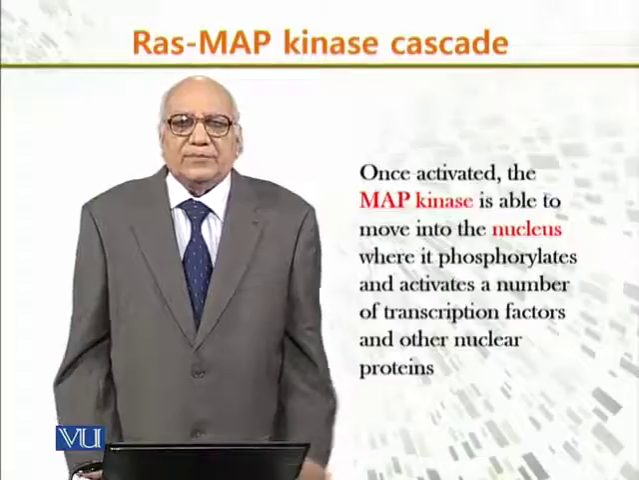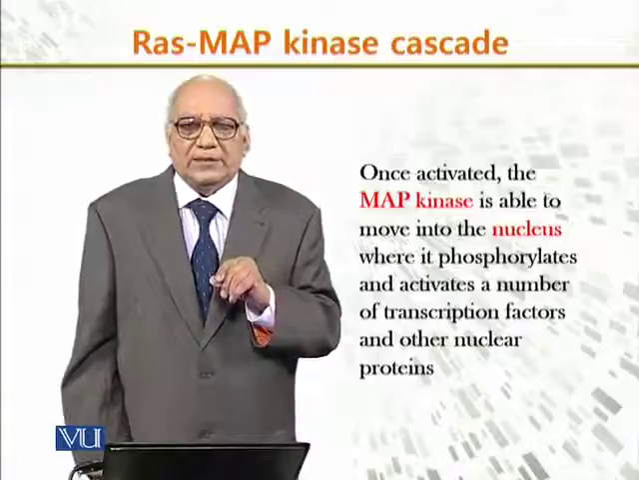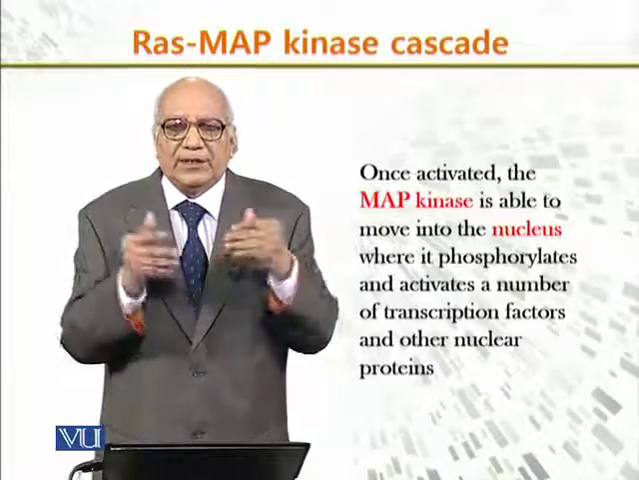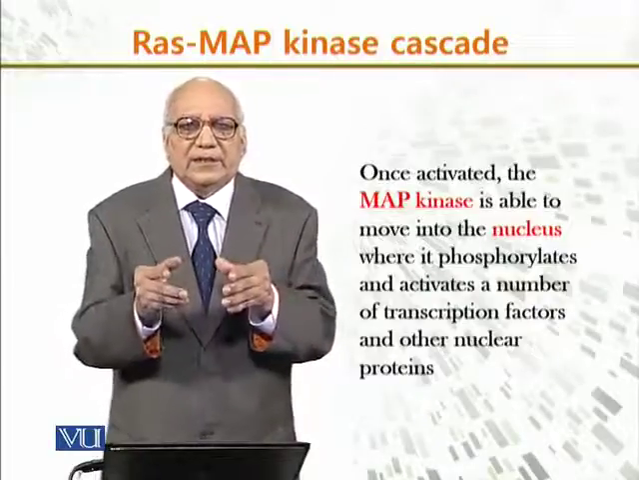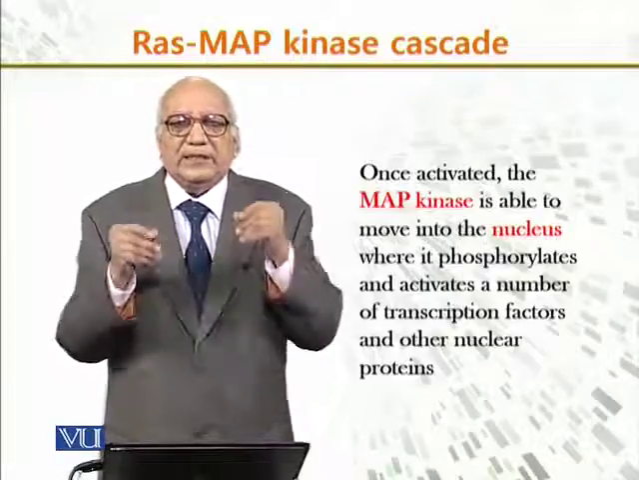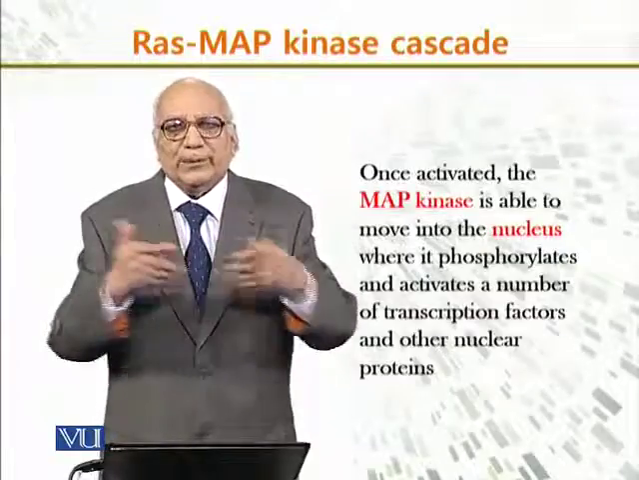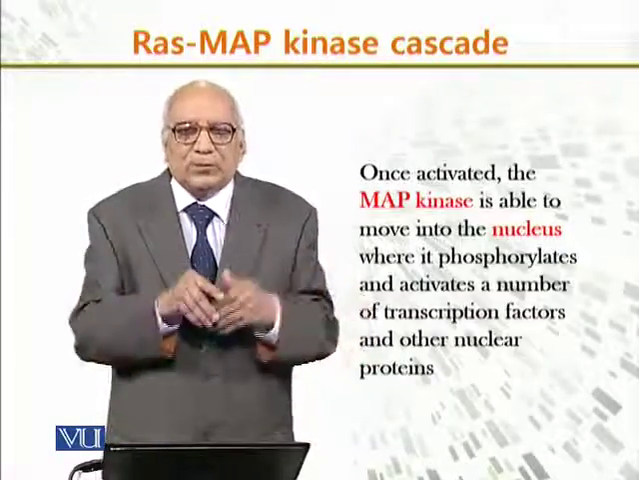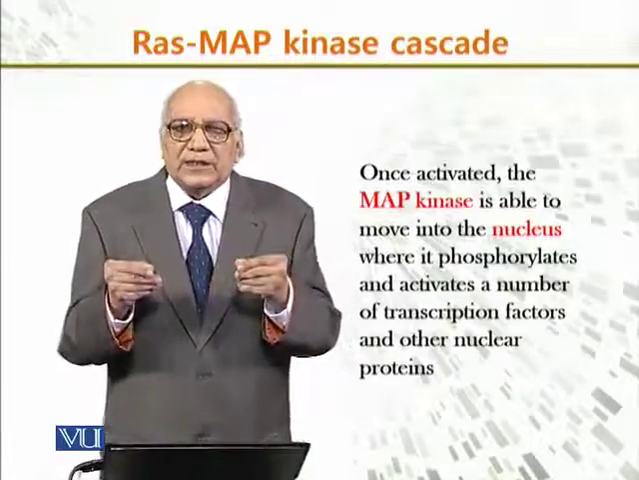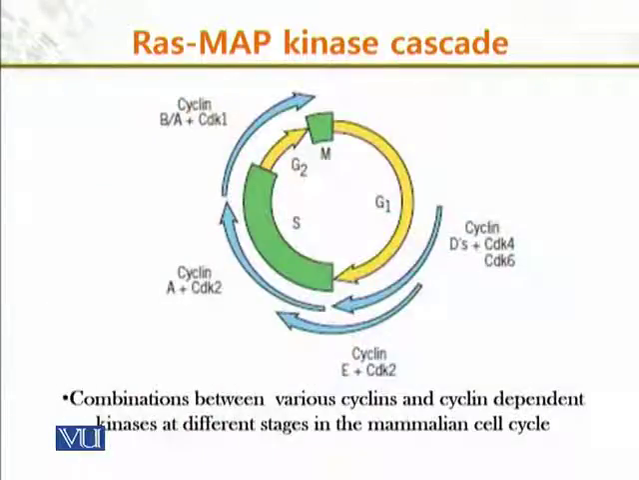Once activated, the MAP kinase is able to move into the nucleus. सेल के न्यूक्लियस में ये मूव हो जाती है, where it phosphorylates again, ये phosphorylate करती है with ATP and activates a number of transcription factors. Transcription factors जो कि प्रोटीन को बनाते हैं, जो ट्रांसक्राइब करते हैं, उनको ये एक्टिवेट करती है. और दूसरी nuclear proteins जो कि essential हैं, जो कि ज़रूरी हैं for the cell activity and cell signaling.